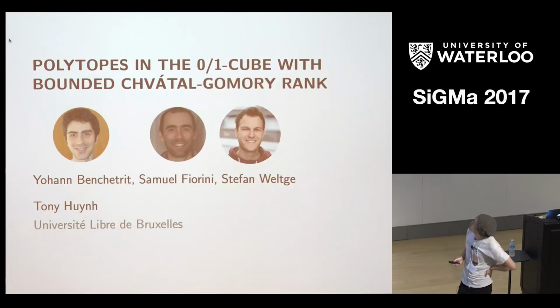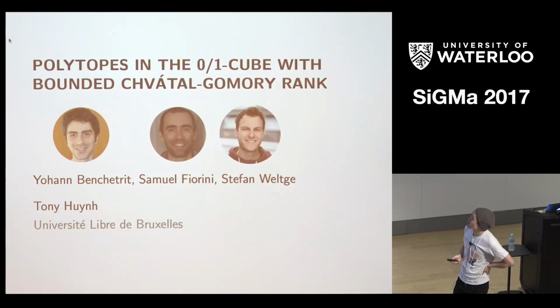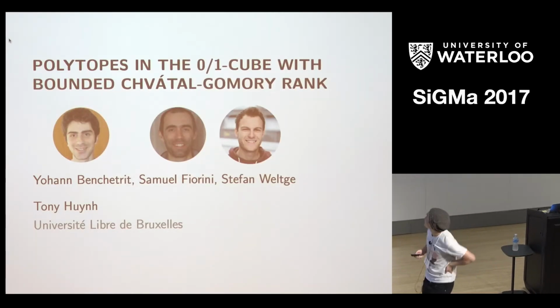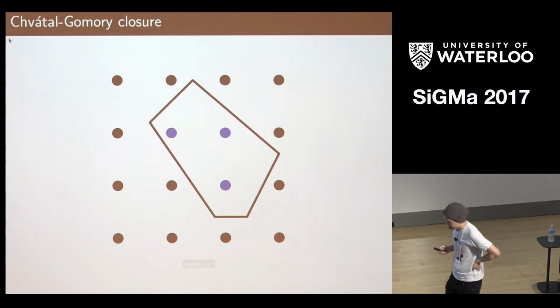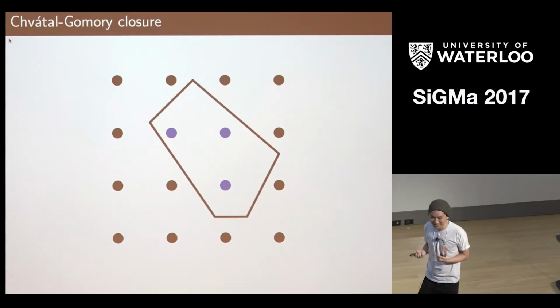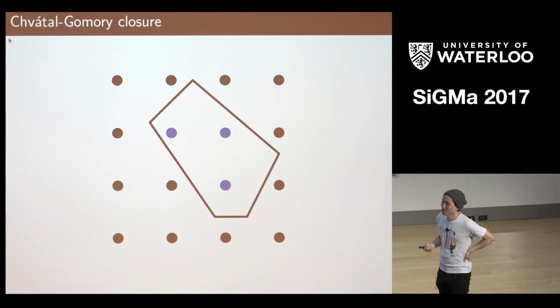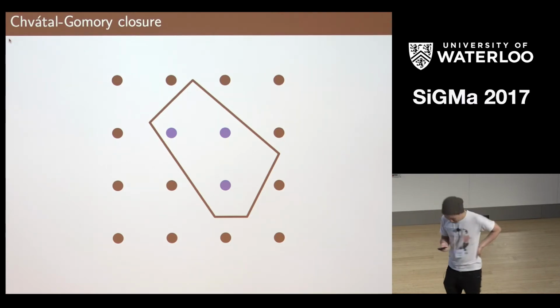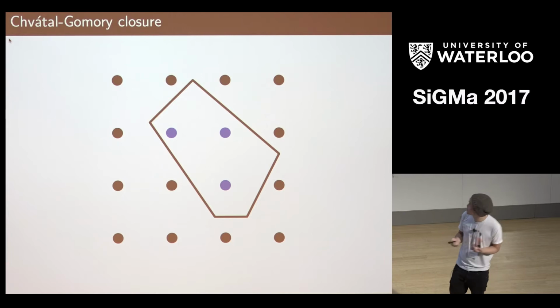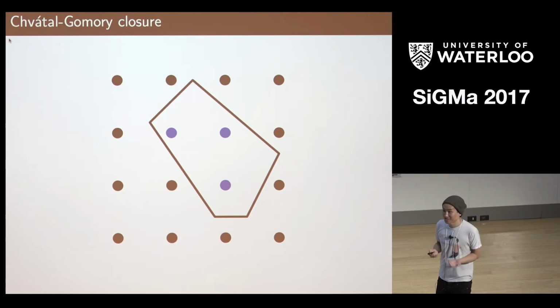So probably not everyone knows what this Chvátal-Gomory rank business is, so let me just first start by defining it. The setup is you're given a polytope P, and you actually don't really care about the polytope P. The real polytope you care about is the integer hull of P, so that's the convex hull of the integer points, those blue points. So you want some kind of procedure to get you closer to this integer hull, right?